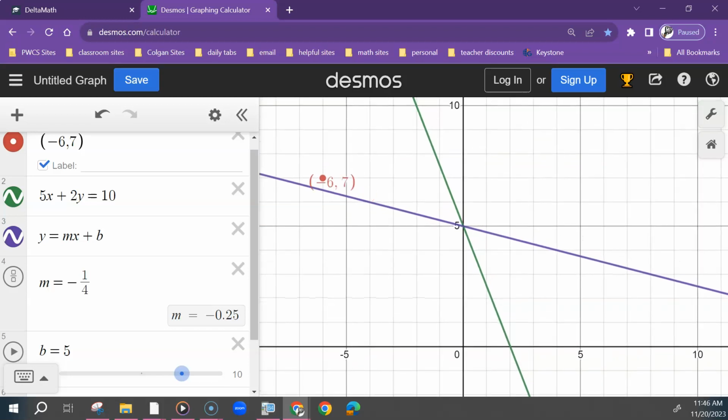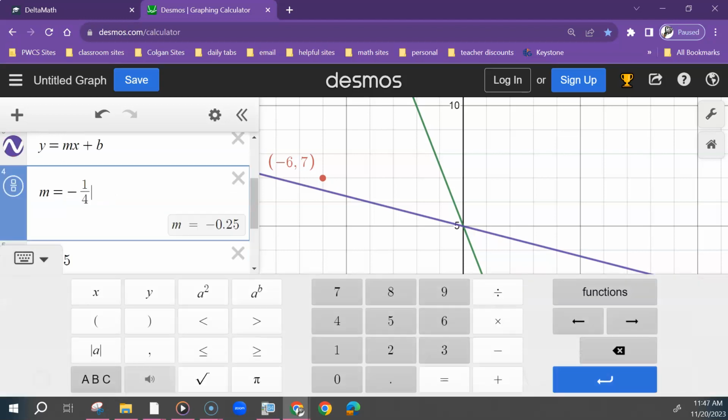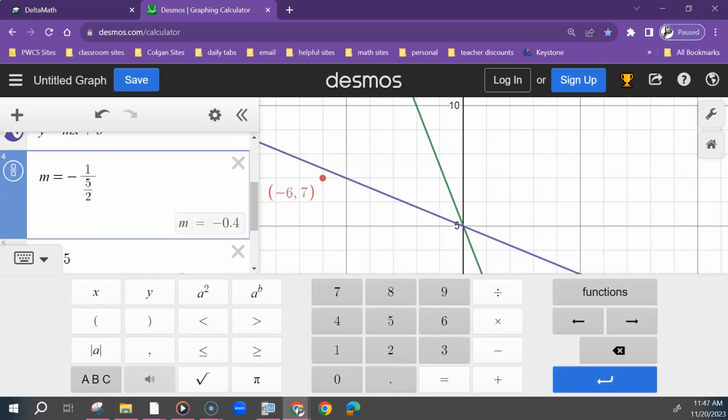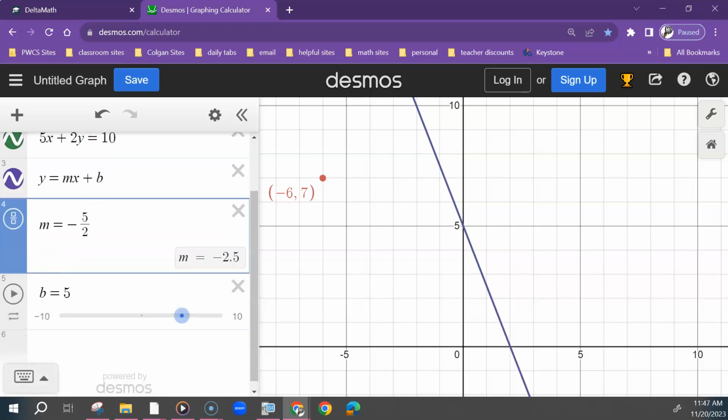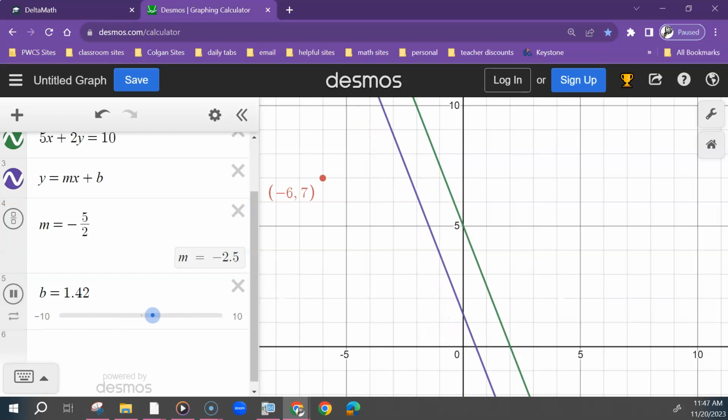If this one is parallel, we have to count the slope of this line. So it looks like if it goes through this point, it goes through this point, it's going down 5 and to the right 2. So the slope of this would be negative 5 over 2. So change your m to be that. And then move your b until it goes through that point.